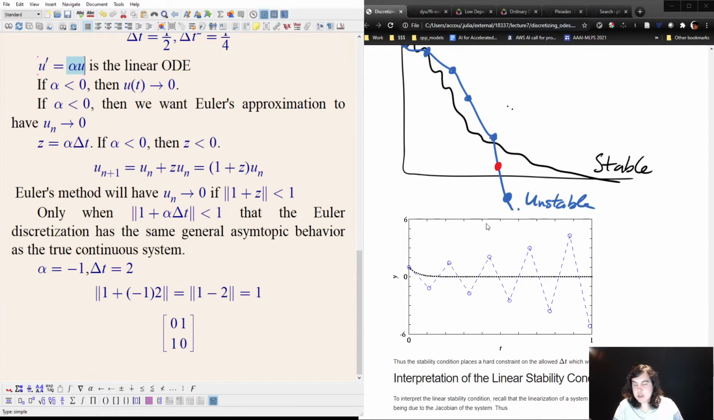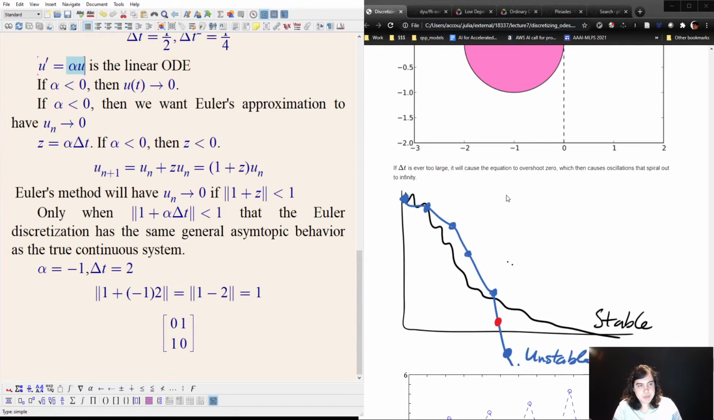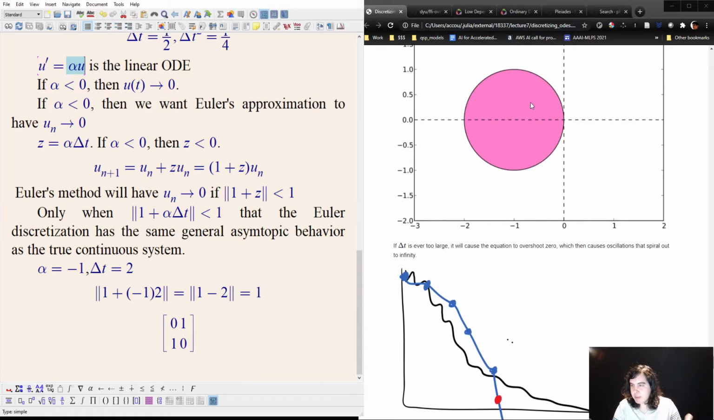And so what this shows you is that these explicit methods, or at least these explicit Runge-Kutta methods, have strong bounds on the maximal size of the delta t, which is directly related to the size of the maximum eigenvalue of the linearization of your ODE at the current point.